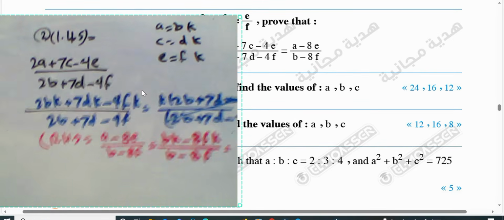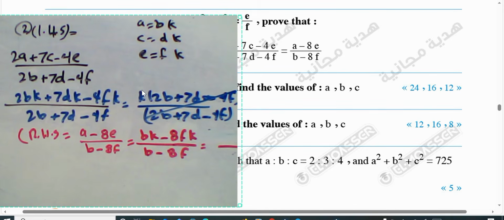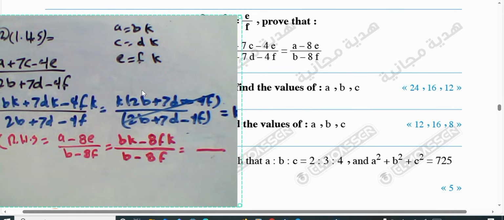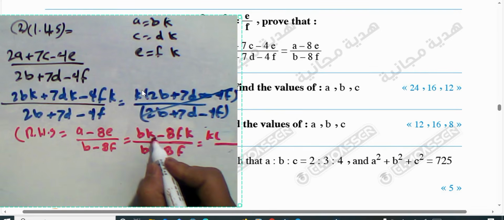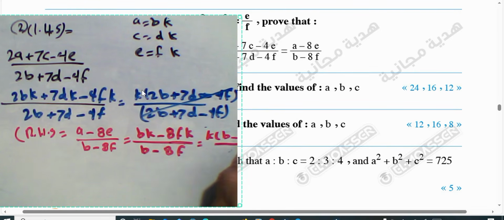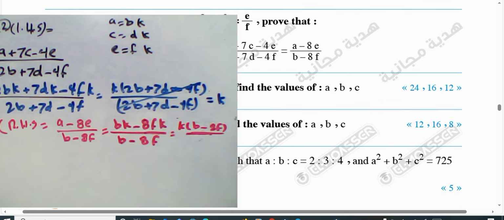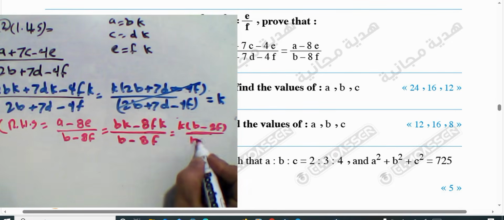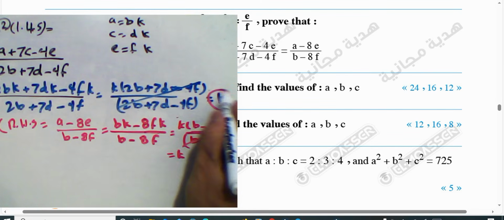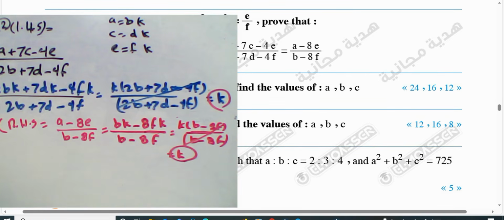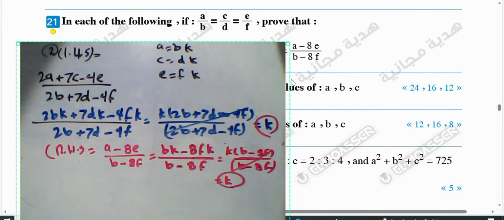Look at with me, k was repeating here. You know, the left hand side equals k and the right hand side must be equivalent. Write k as common factor. Then we have b minus 8f; k as common factor, and down b minus 8f. We can cancel here, and the result will be k. Left hand side equals right hand side equals k. We prove the relation, because the left hand side equals the right hand side.